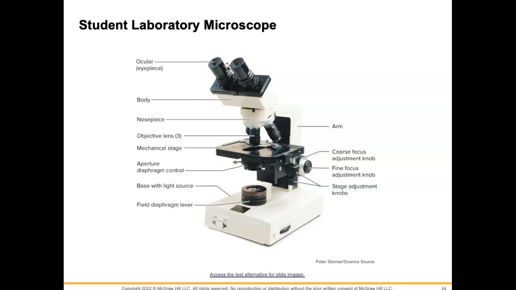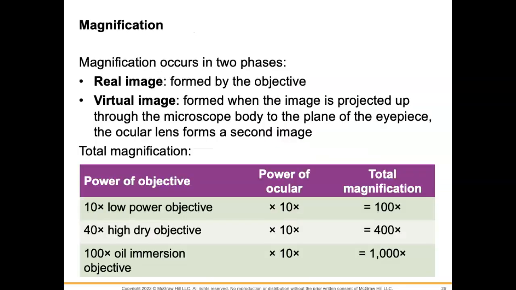The oculars magnify everything 10 times. And then the different lenses are 4x, 10x, 40x, and 100x. 100 being the oil immersion, 40 being the high power, 10 being the low power, and the 4 being the scanning lens, which is where you should always start out on. And that information is here.